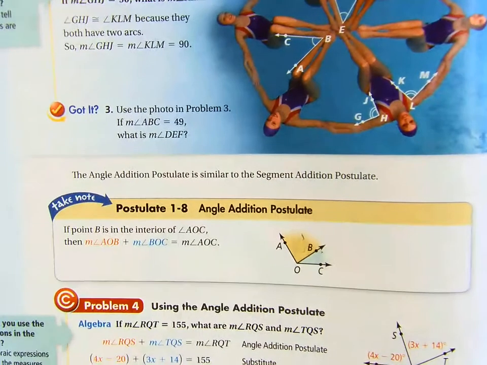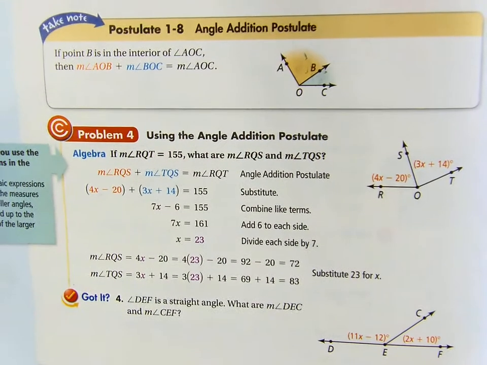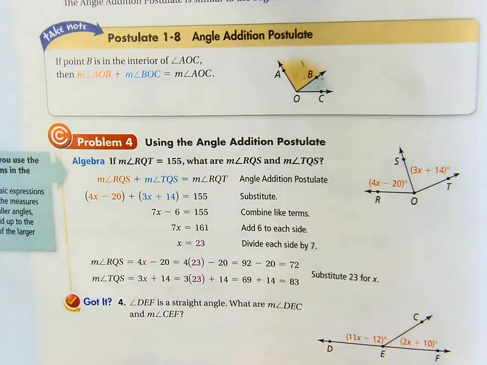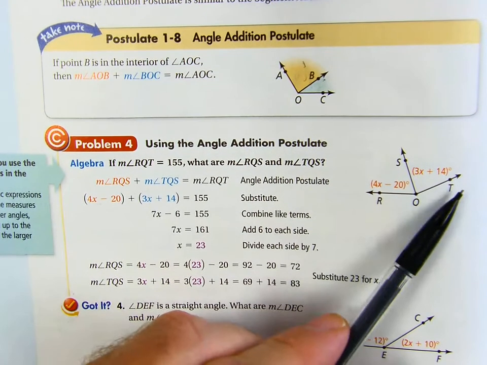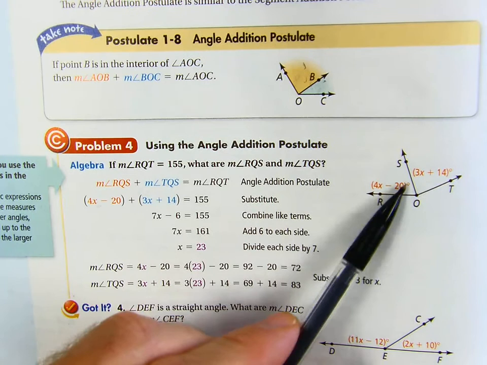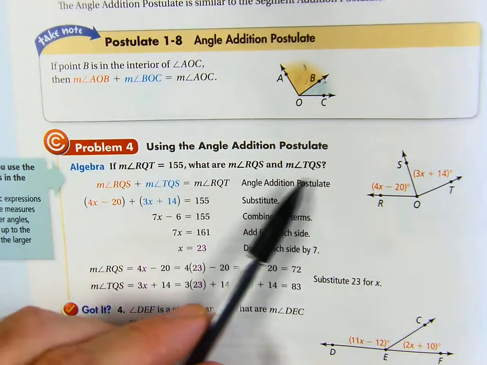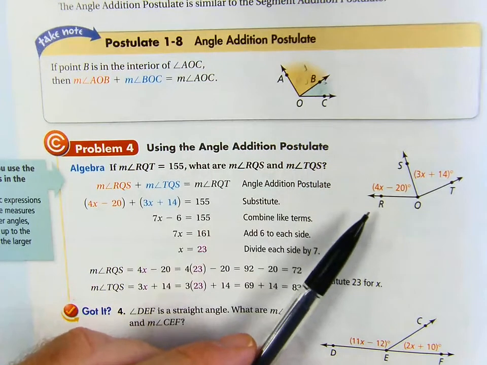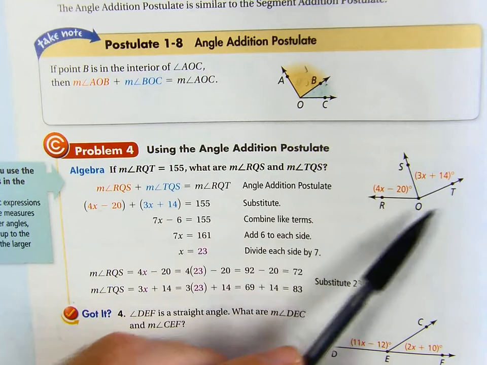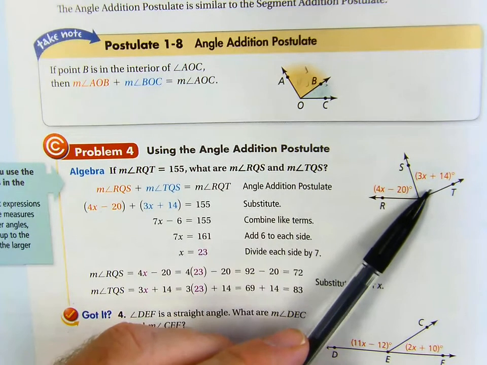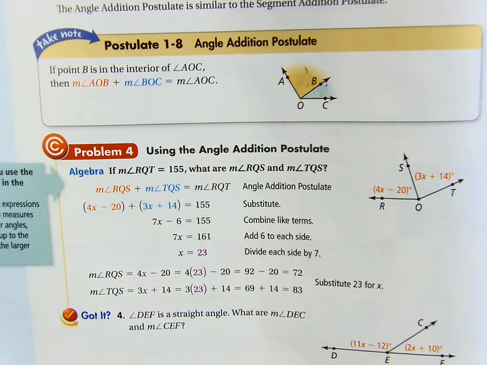And so we're going to have to solve equations, just like what we did with segments, but now we're dealing with angle measures. In this picture at the top, they tell us that the measure of angle RQT, this whole angle here, is equal to 155. What are the measures of those two angles? Well, in the picture, they tell us RQS is just 4x minus 20. TQS is 3x plus 14. Since the whole angle is 155, if I add that one to that one, they equal 155. So that's what they've done over here.